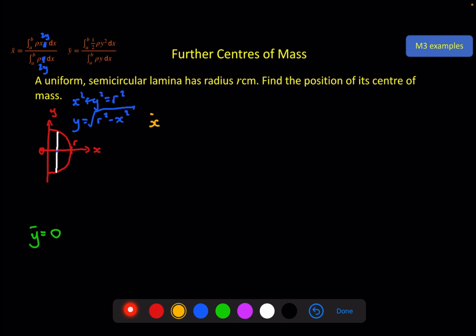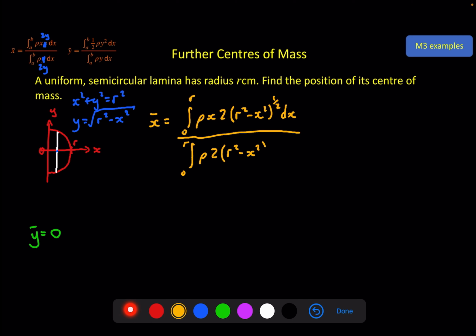So for the x-coordinate, the adjusted formula is the integral from 0 to r of rho times x times 2 lots of y, which is the square root of r squared minus x squared, dx. In the denominator, the integral from 0 to r of rho times 2 times (r squared minus x squared) to the half dx.